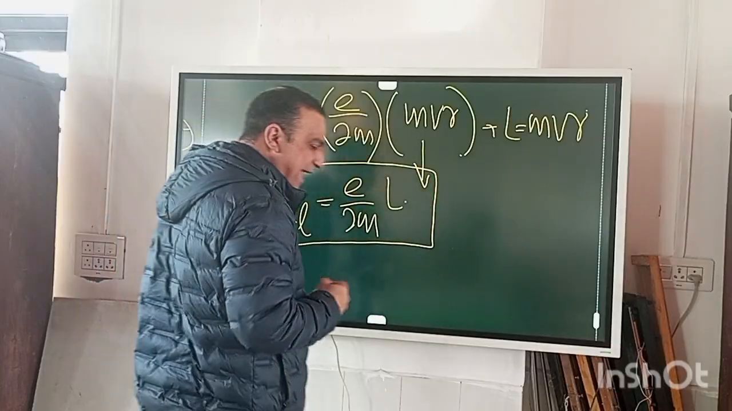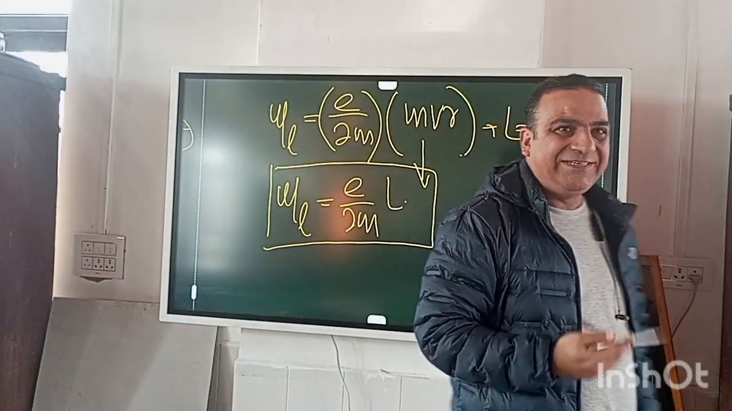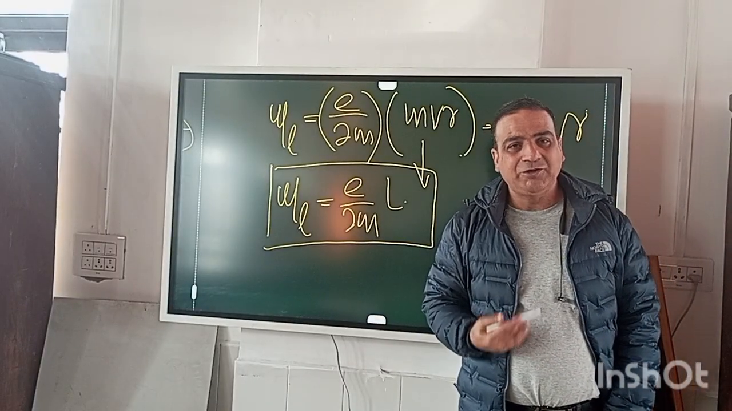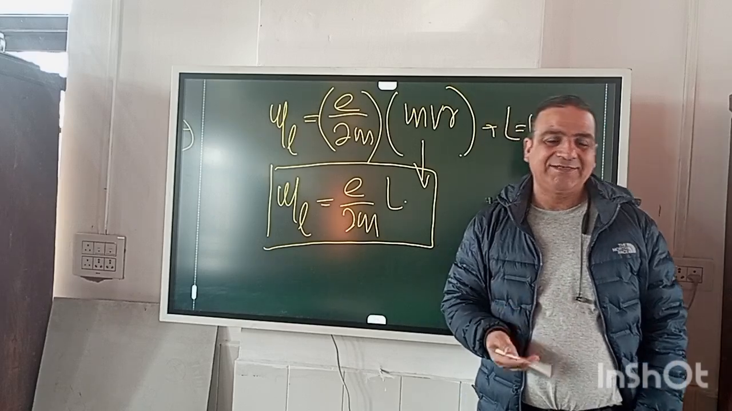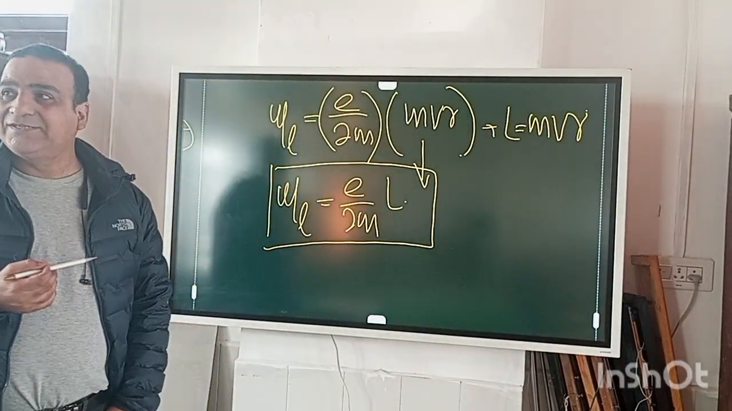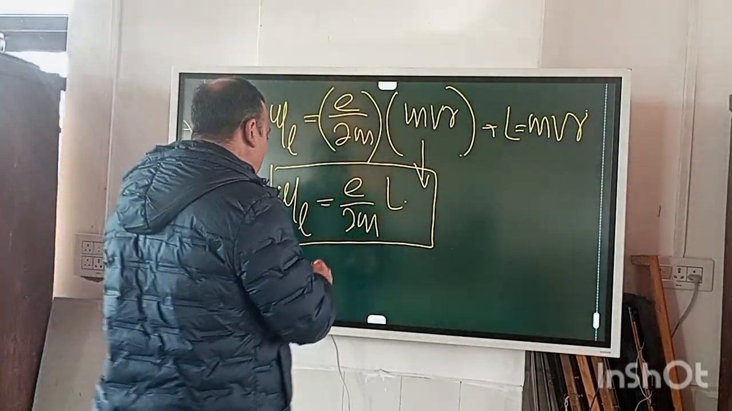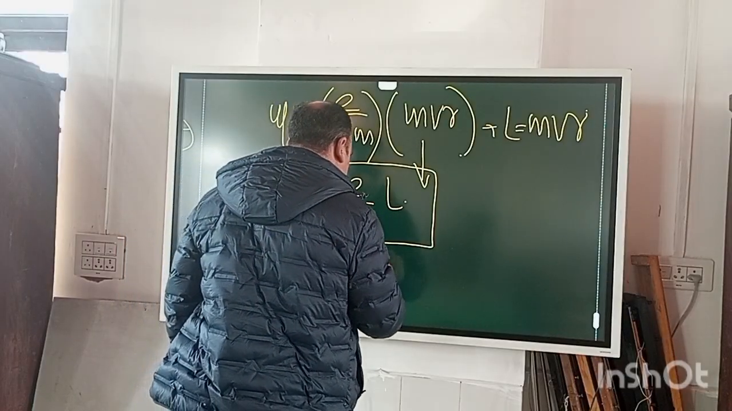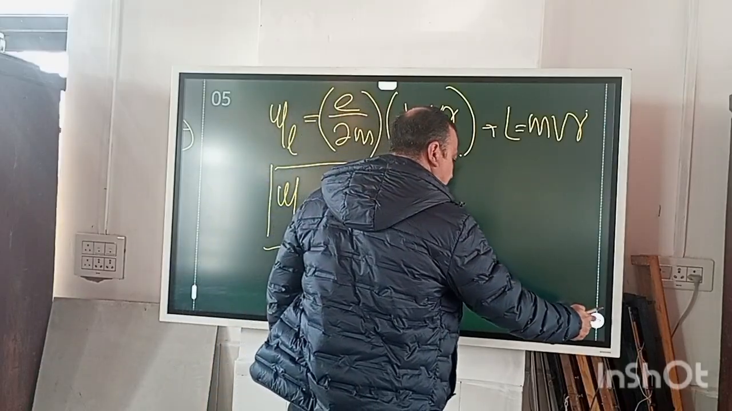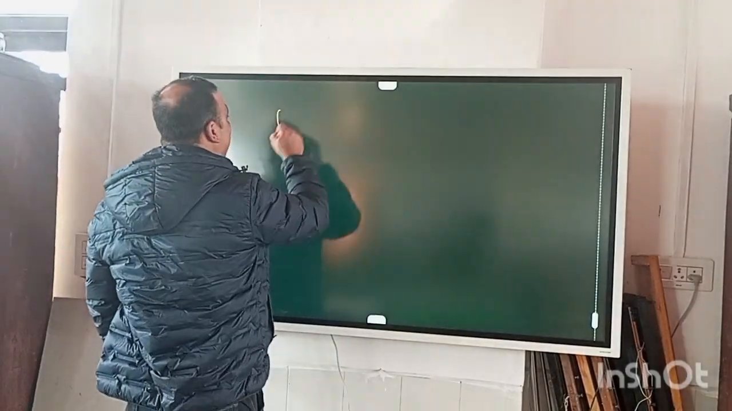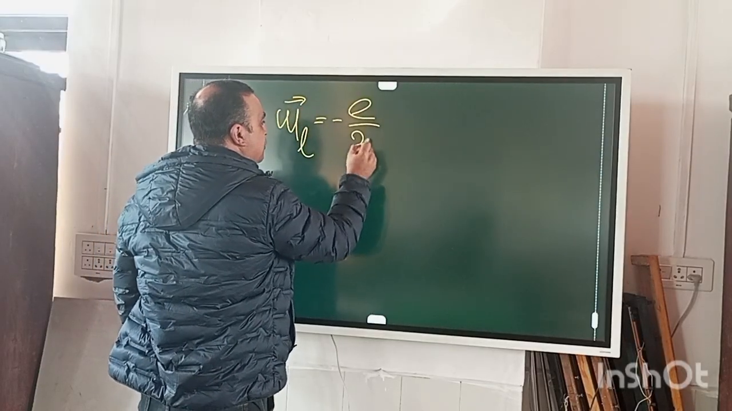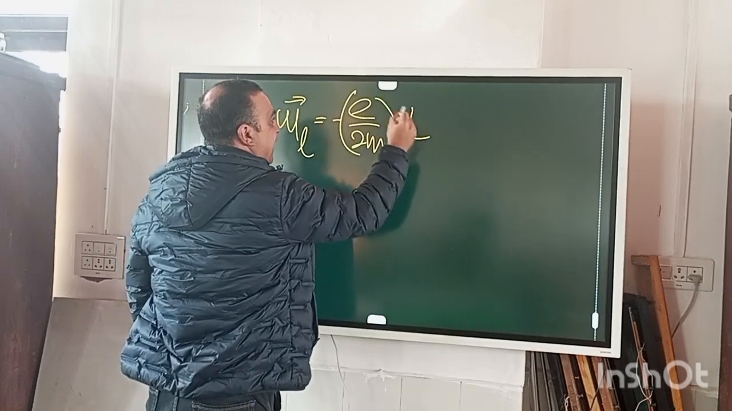Now we have only taken into consideration the magnitude of the charge in our equation. But we know that we are talking about an electron, and an electron has negative charge. Now, if the electron has negative charge, then I can write down this equation in vector form. So in vector form, I will have mu L equal to minus E by 2m times L.